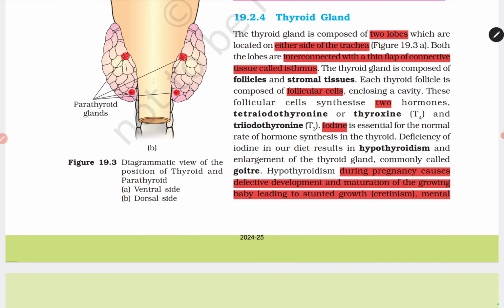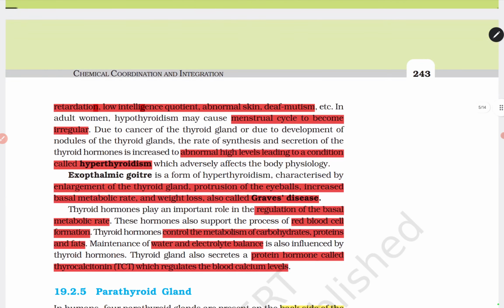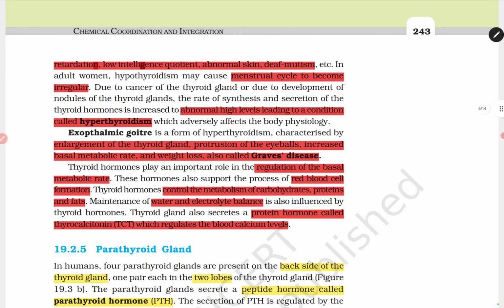Hypothyroidism during pregnancy causes defective development and maturation of the growing baby, leading to stunted growth, that is cretinism, mental retardation, lower intelligence quotient, abnormal skin and deaf mutism. In adult women, hypothyroidism may cause the menstrual cycle to become irregular.